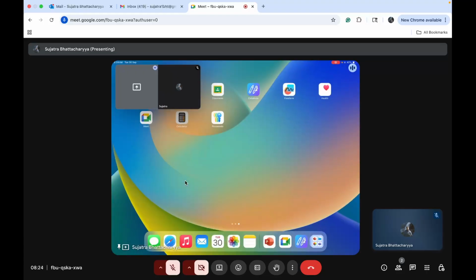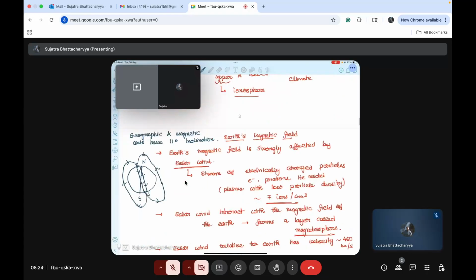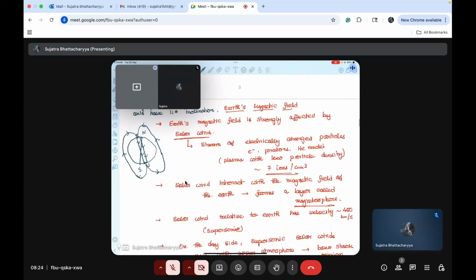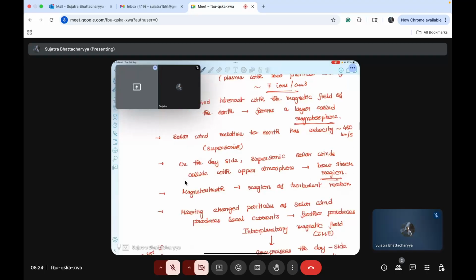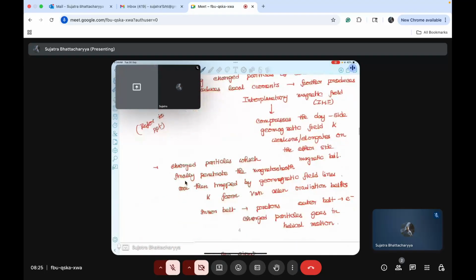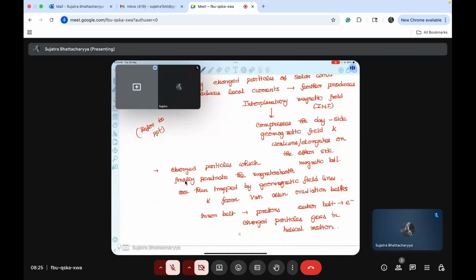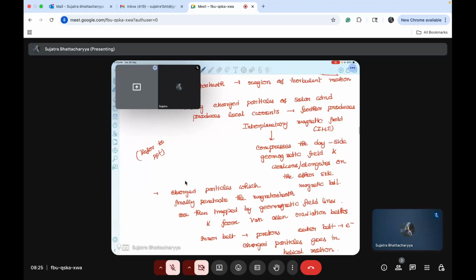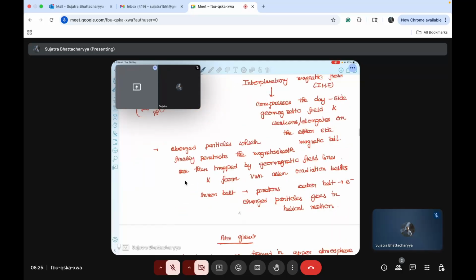And we have actually discussed many things about the geomagnetic field. These are the dipolar structures which I have mentioned. And the interplanetary magnetic field is created because the solar charged particles create local currents that produce an interplanetary magnetic field, which interacts with the geomagnetic field.